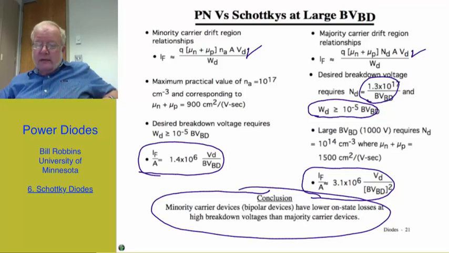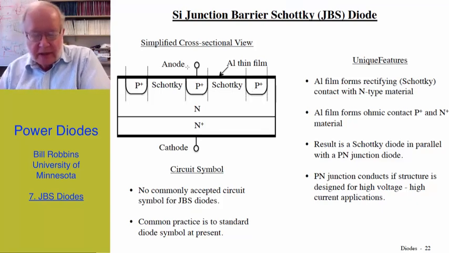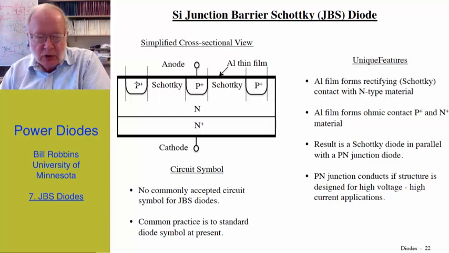I'm going to hold off a comparison between silicon Schottkys and silicon carbide Schottky diodes until later when I talk about wide bandgap devices. The final topic I want to discuss is the silicon junction barrier Schottky diode, or sometimes termed JBS diode. This slide shows on the left-hand side a cross-sectional view of a simplified JBS diode. You'll notice that we have alternating combinations of a P-plus N junction next to a Schottky diode and then another PN junction.